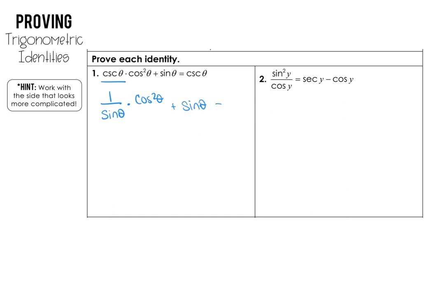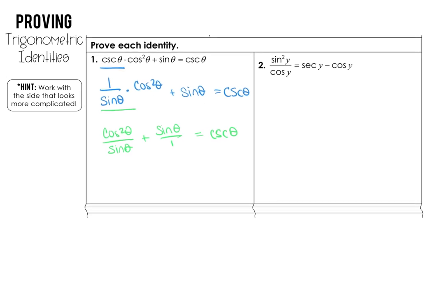And I'm going to actually just leave this alone because I know I'm working towards cosecant, right? So we're just going to leave that cosecant alone. This is just cosine squared over sine. Plus my sine, well, my denominator here is just a 1. In order to simplify those fractions, what do you always have to have when you're simplifying fractions? A common denominator. Yeah, I need a common denominator, which is sine. So I'm going to multiply the top and bottom here by sine to get that common denominator.